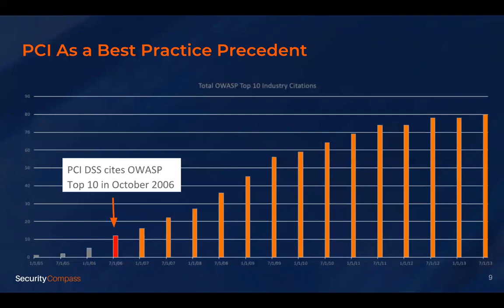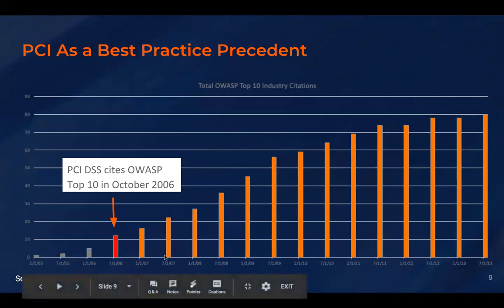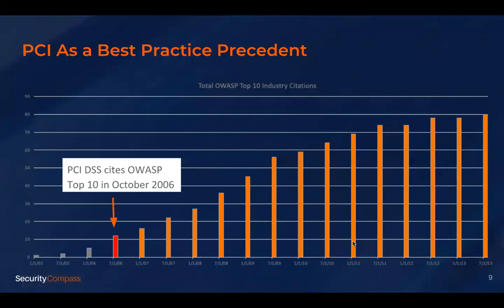Prior to PCI DSS citing the OWASP Top 10 in October 2006, there was really only a small number of standards that had heard of OWASP Top 10 and referenced them. But once PCI referenced the standard, as you'll see, this bar chart shows 6-month increments from January 2005 right through July 2013. You'll see that it started to gain steam, right? People really began to hear about OWASP Top 10 in broad circles outside of a small community of application security folks. It really became sort of best practice, well known after the PCI DSS cited OWASP Top 10.